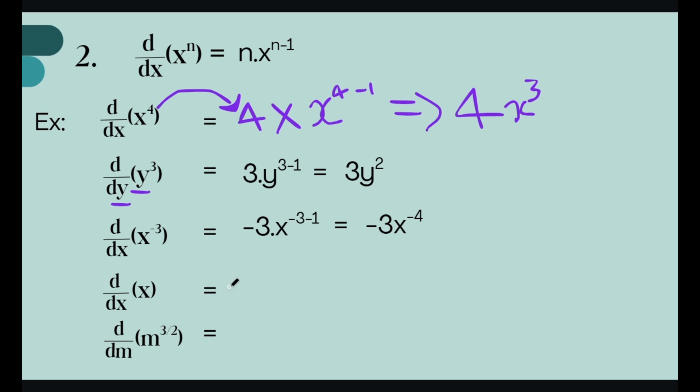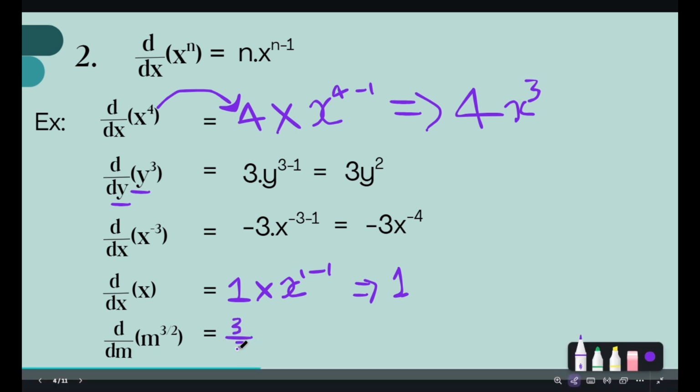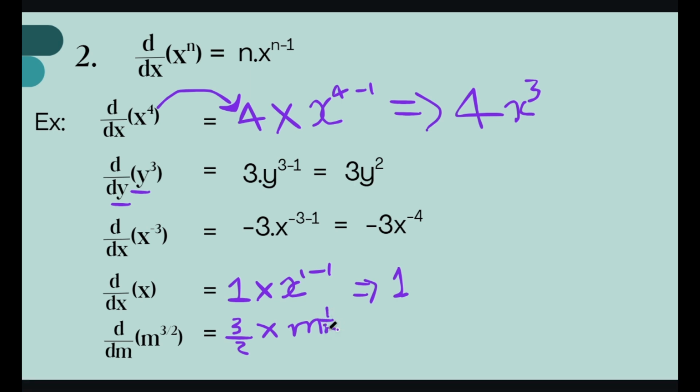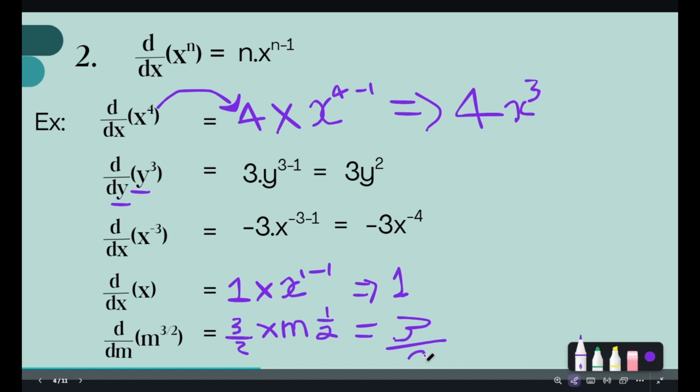Same goes with this example. Here the exponent is 1 multiplied by the variable x to the power of 1 minus 1 which is 0 and the final answer would be 1. In this example, the power is in the form of 3 by 2, a fraction, multiplied by the variable m to the power of 3 by 2 minus 1 which is 1 by 2. And the final answer would be 3 by 2 under root m.